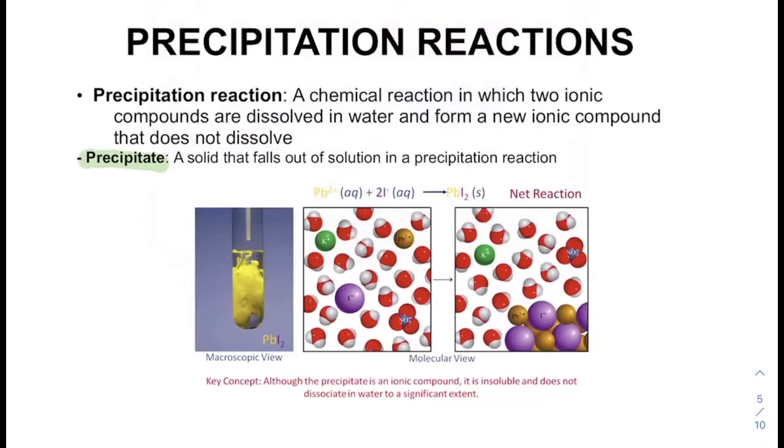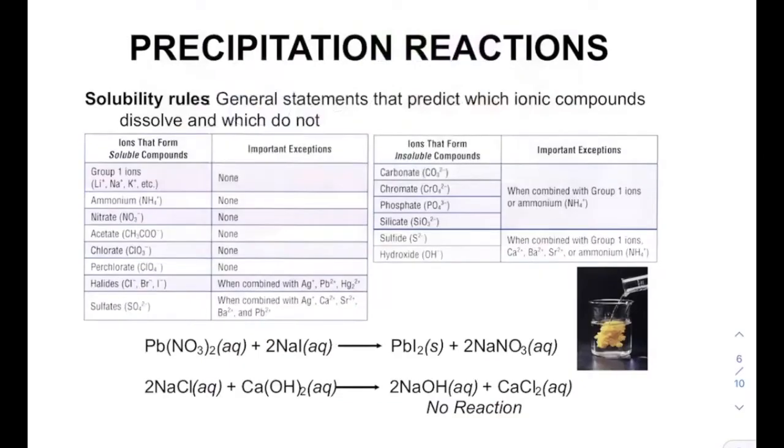One example is lead iodide. When we have lead ions that come together with iodide ions, the lead gets together with the iodine in a PbI2 ratio, and that is solid. The way that we know that that is solid is we look at the solubility tables on the back of our periodic table. And here are those tables that I was just referring to.